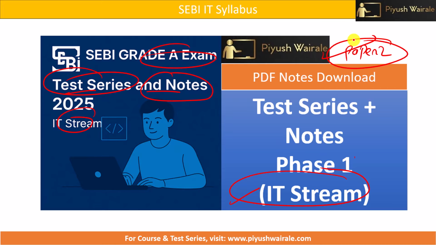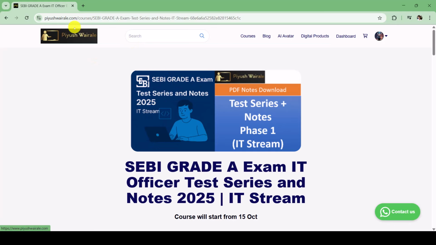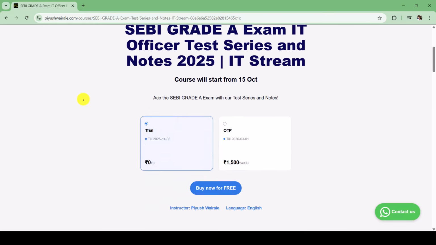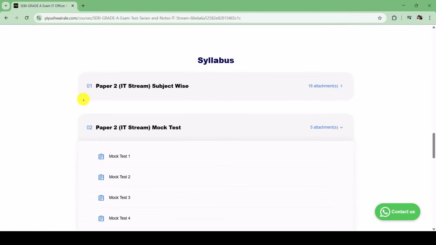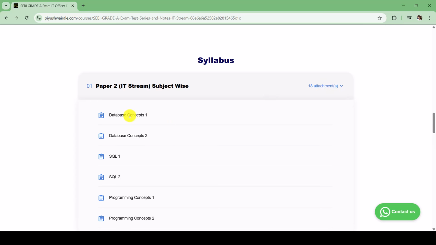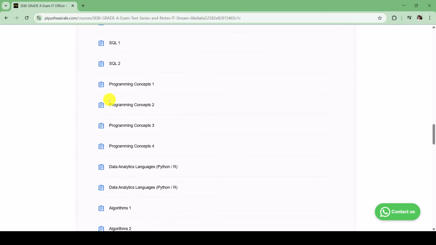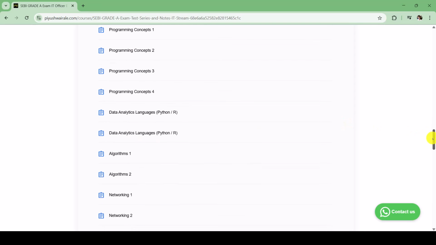That's it. Okay. So let me go through my website and show you what is going to be covered in this particular test series. Here you can see my website, piyushwairale.com. You can go to this website and see the SEBI Grade A test series plus notes course, right? Just scroll down. You can see paper 2 IT stream subject wise tests will be there. DBMS 2 tests, SQL 2 tests, and programming concepts 4 tests because this weightage is more, right? Then we have data analytics language Python, R.